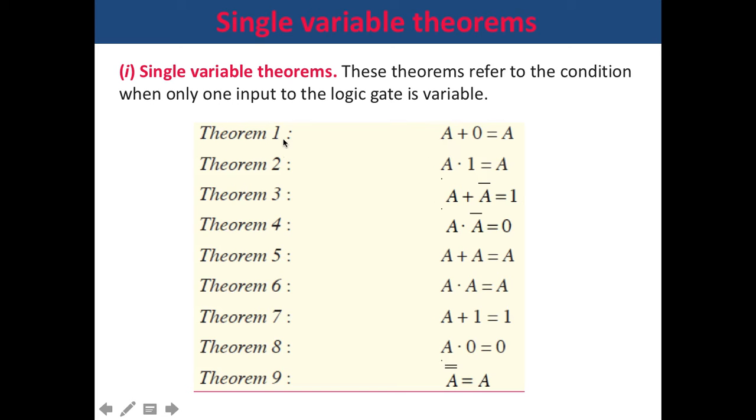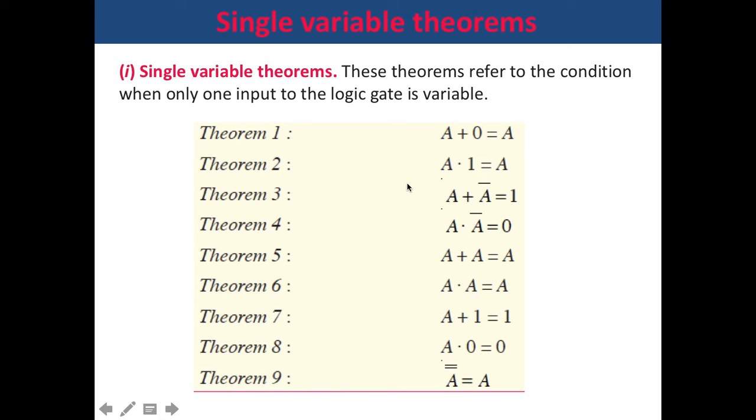Like theorem 1, it is A plus 0 is equal to A. So here the A value is either 1 or 0 in plus sign. So we can use the OR gate. Later on we will prove this theorem. Here in this slide we just understand its forms.